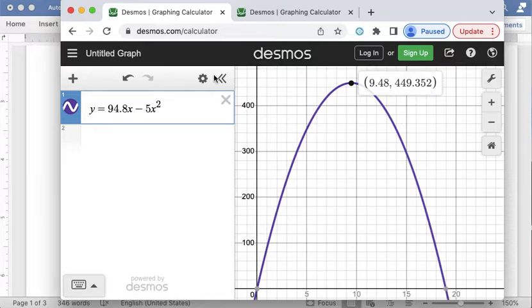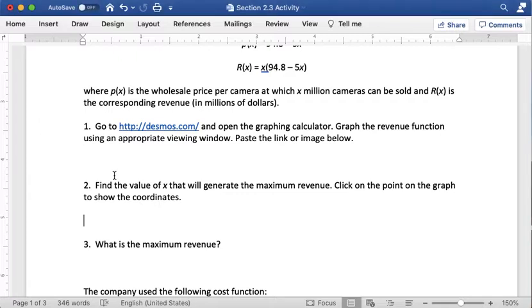$449.352 million. So my x coordinate here that generates the maximum revenue is 9.48 million cameras. And the maximum revenue is going to be the y coordinate of that point, which was $449.352 million.